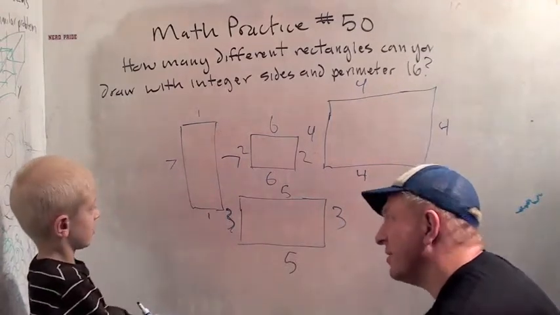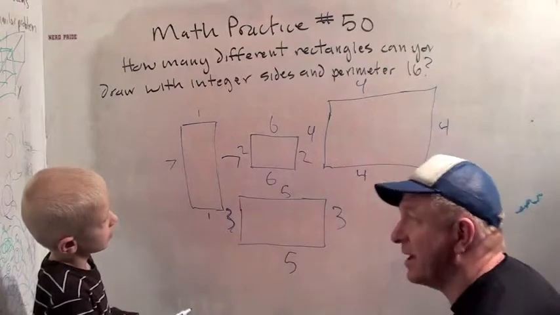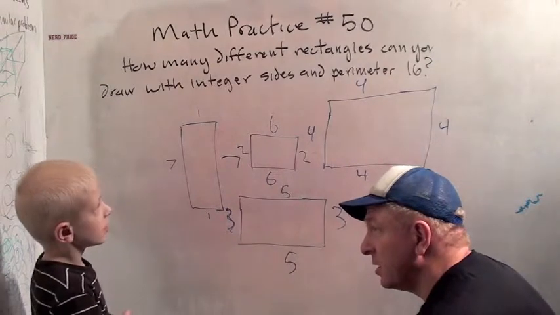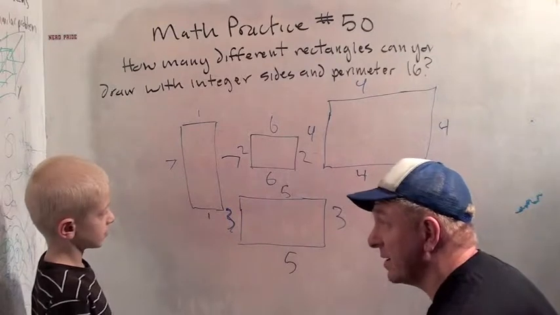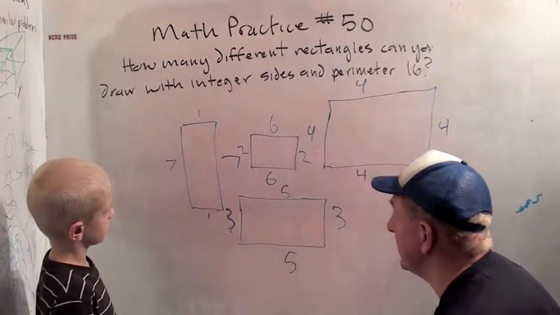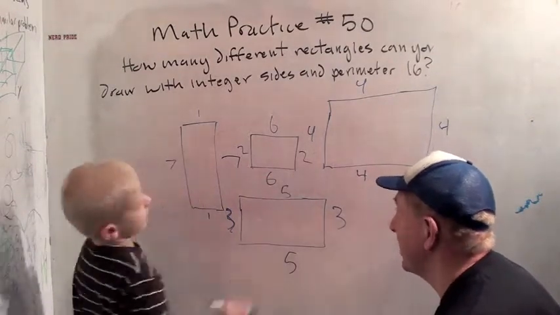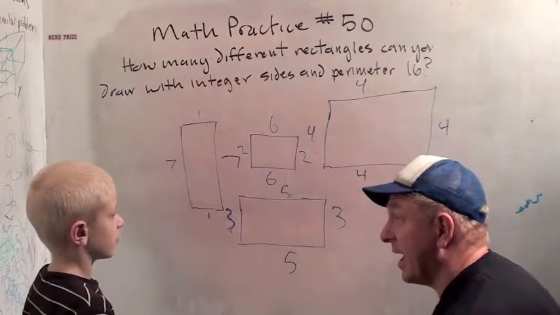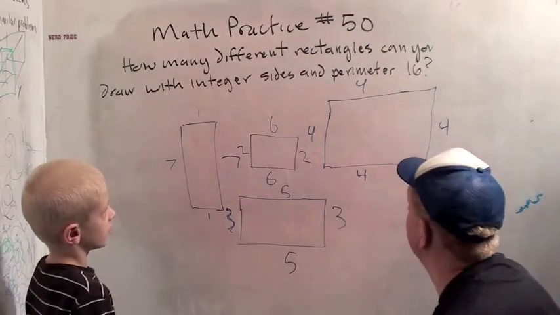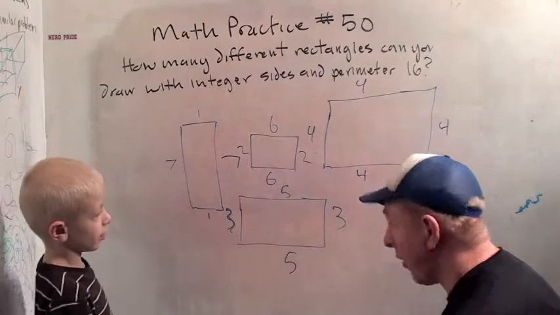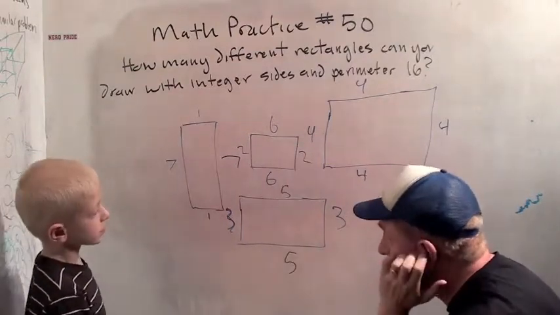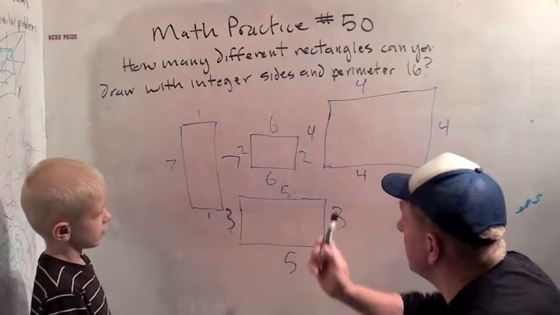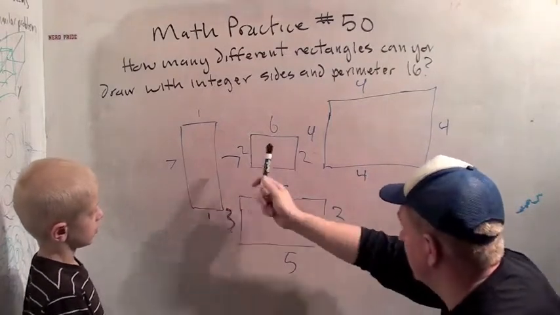Can there be a rectangle that has a perimeter of 16 and a side of 8? No, because 8 plus 8 is 16. So this must be everything. So how many different rectangles are there with integer sides and a perimeter of 16? 4. High five. And the way we solved this problem was we made a list and we drew pictures.